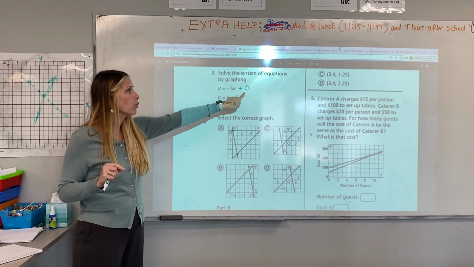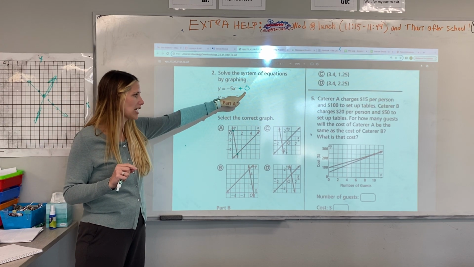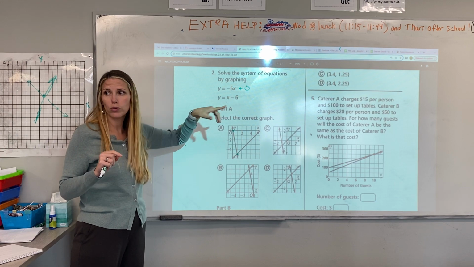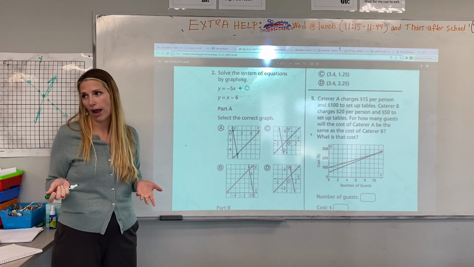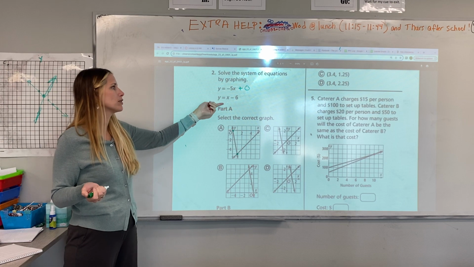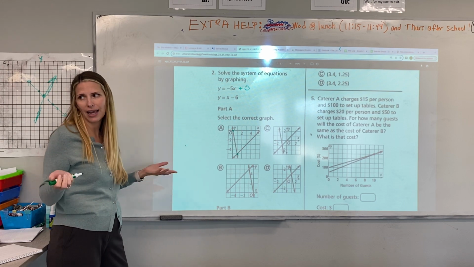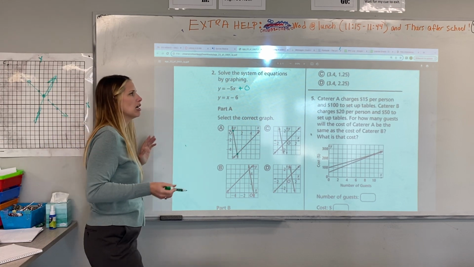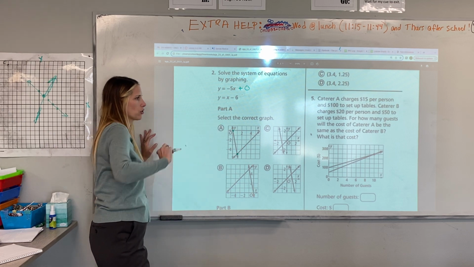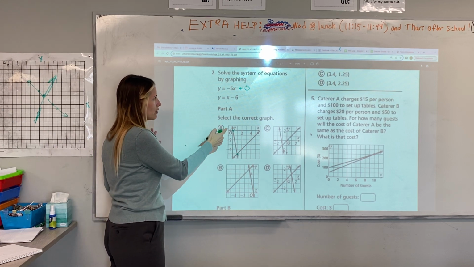Because if you add 1 to this, that makes the y-intercept positive 1. So you may have misread the graph also. Or you maybe used this one to locate it and that kind of led you in the right direction. But adding 1 is not correct. Okay, it has to be a y-intercept of 0.